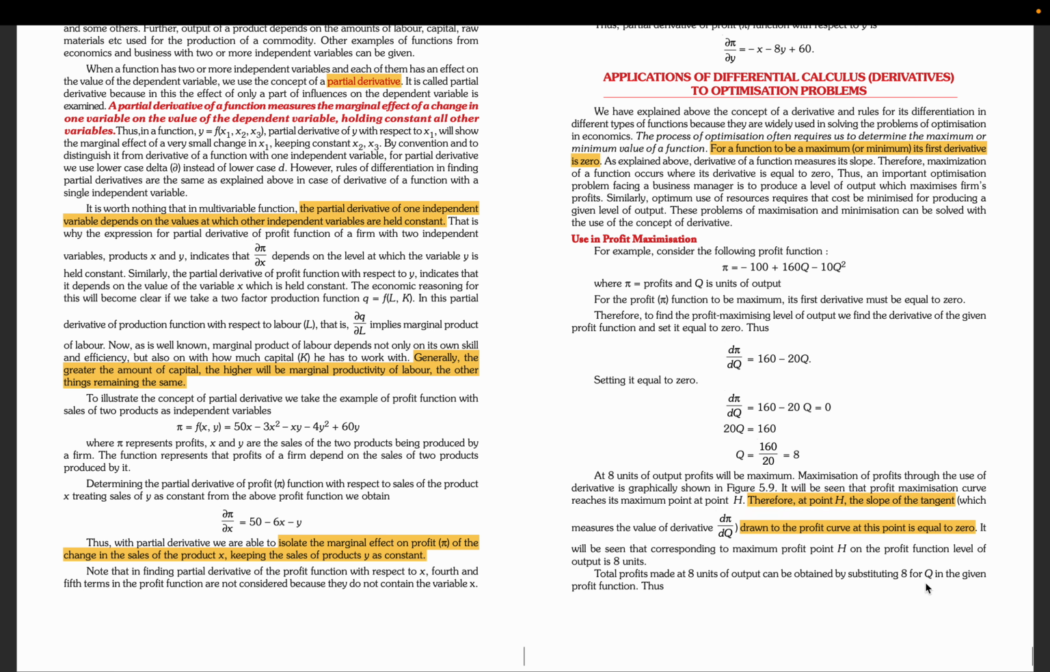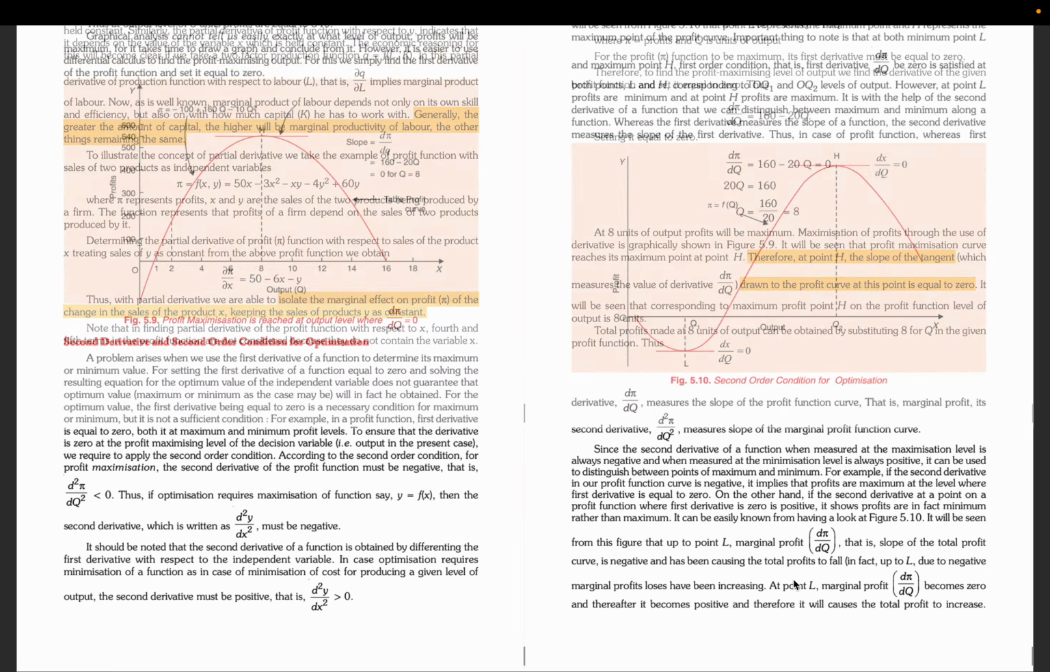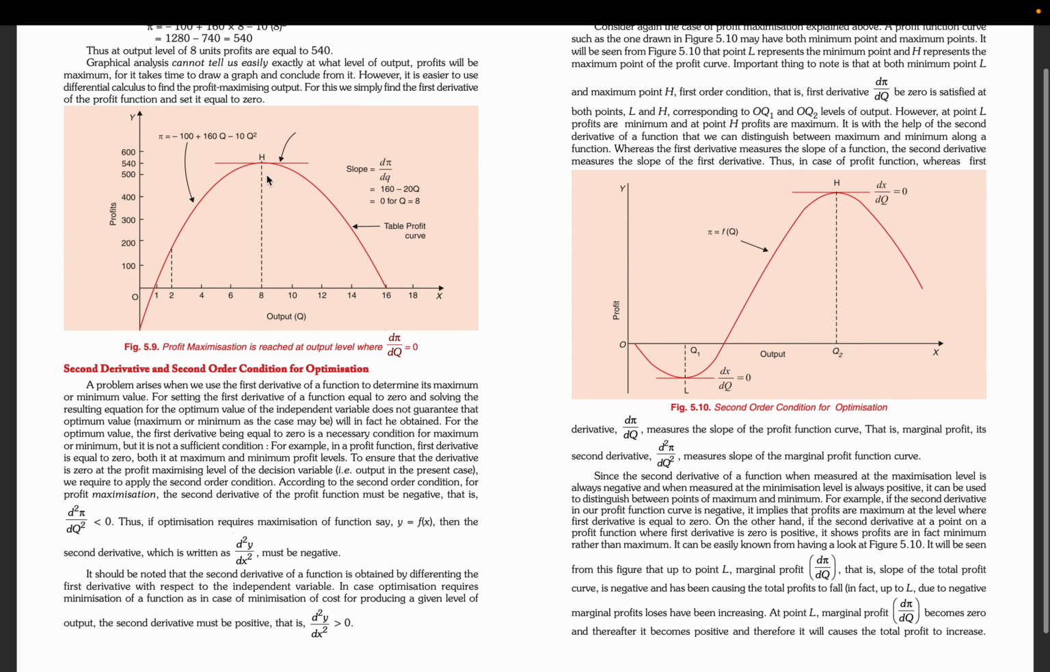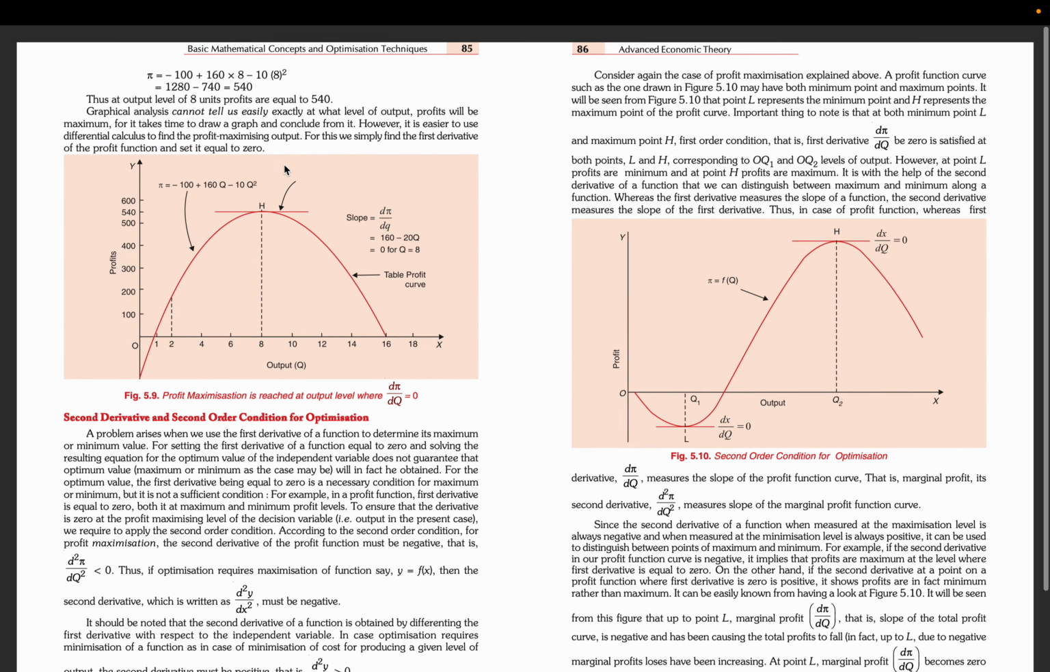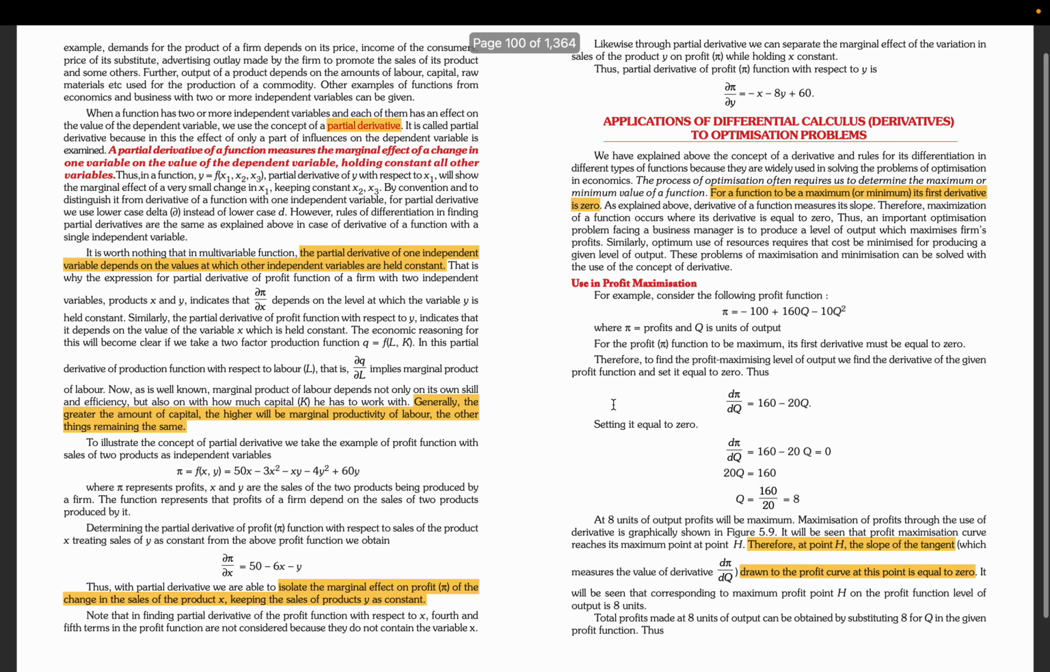It will be seen that corresponding to maximum profits, point H on the profit function, the level of output is 8 units. So the output is 8 when this curve is maximized, and the slope of this tangent is equal to 0. This is what we're saying basically.